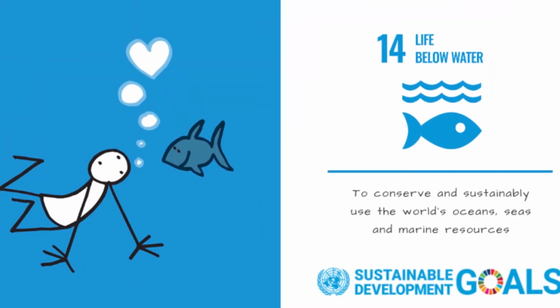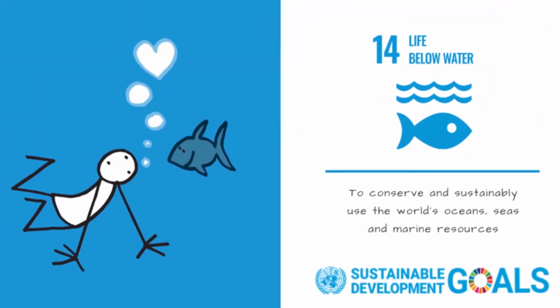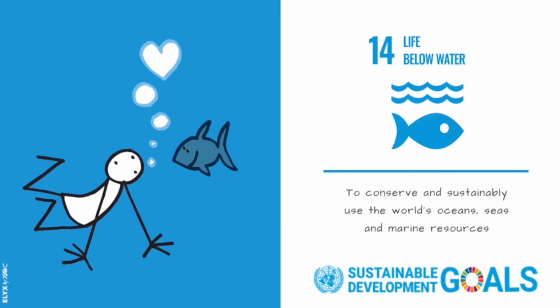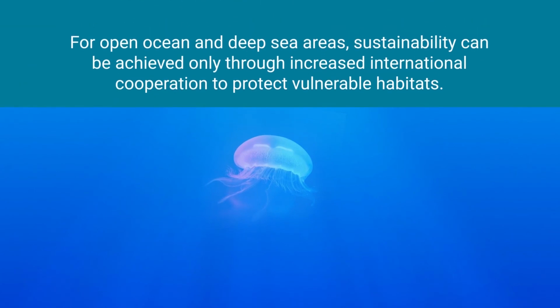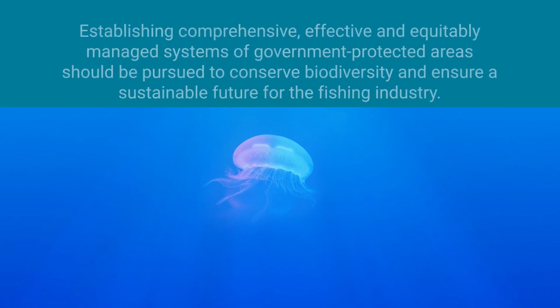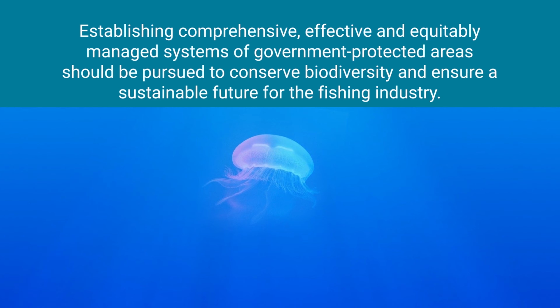Then goal number 14, that talks about life below water, for conserving and sustainably using the world's oceans, seas, and marine resources. For open ocean and deep areas, sustainability can be achieved only through increased international cooperation to protect vulnerable habitat. Establishing comprehensive, effective, and equitably managed systems of government-protected areas should be pursued to conserve biodiversity and ensure a sustainable future for the fishing industry.